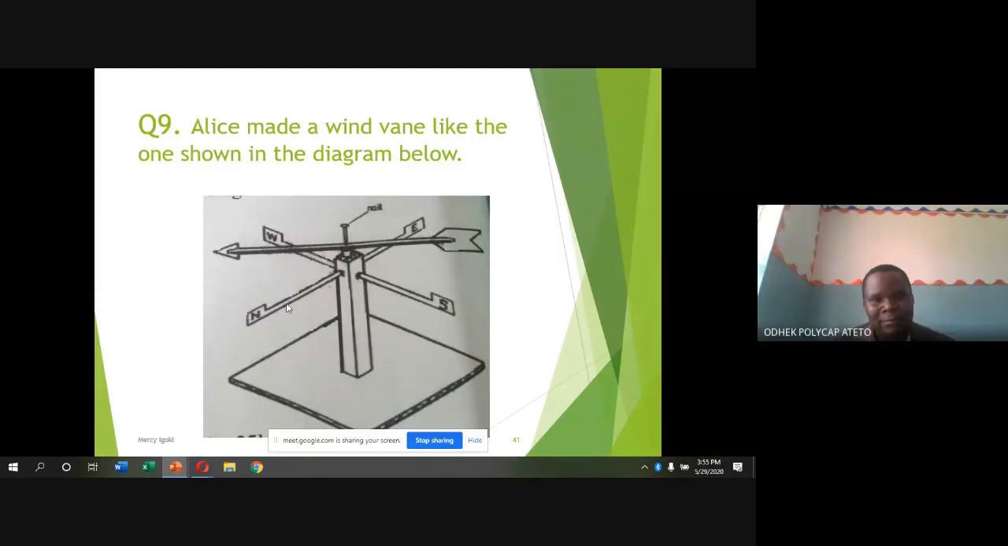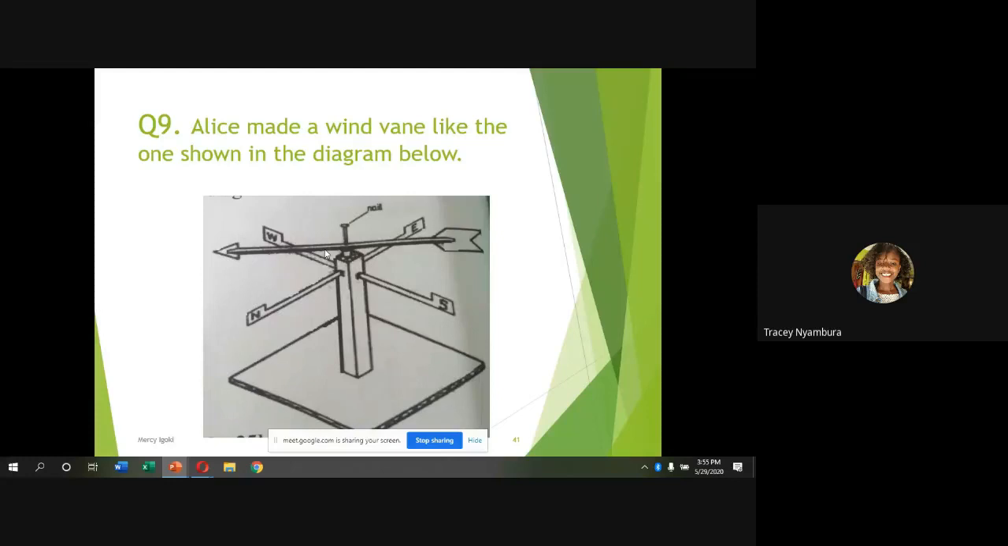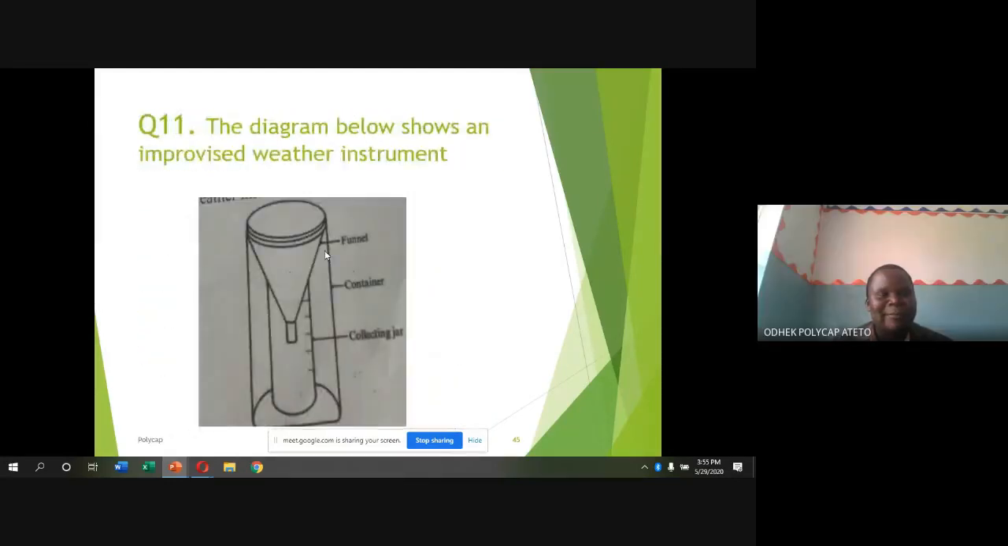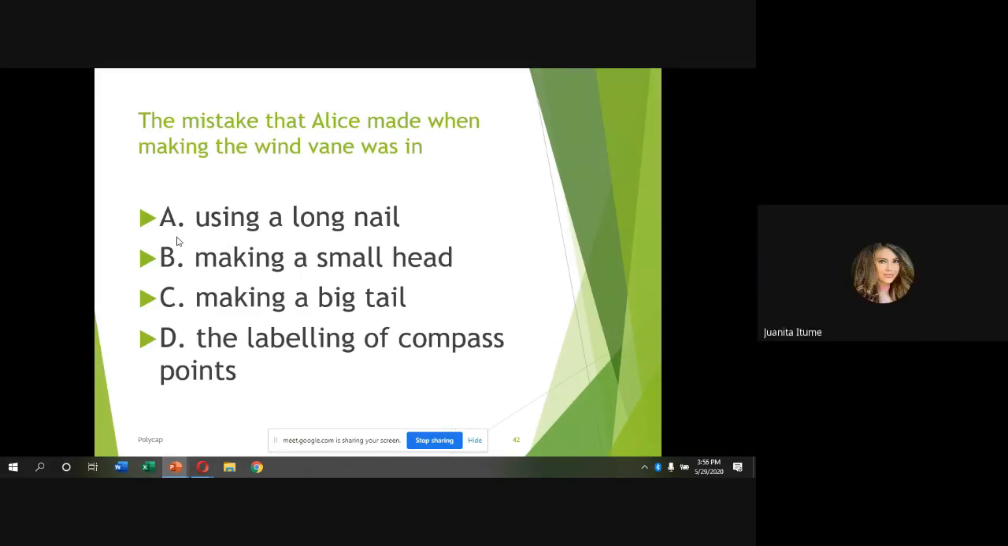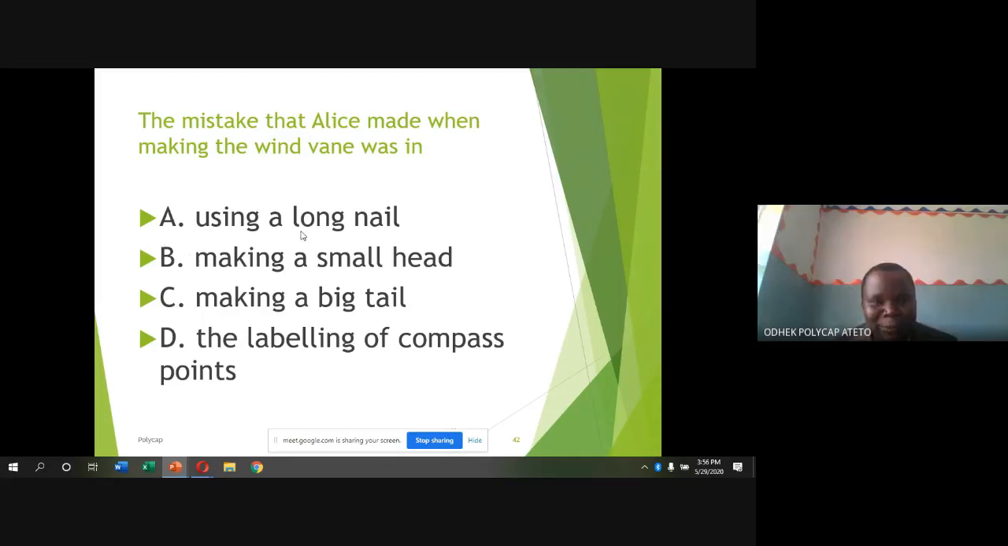Remember, we said that it should correspond to the geographical compass points. So we have west and south, north and east. But what about the nail? Are we supposed to use the nail, Christian?